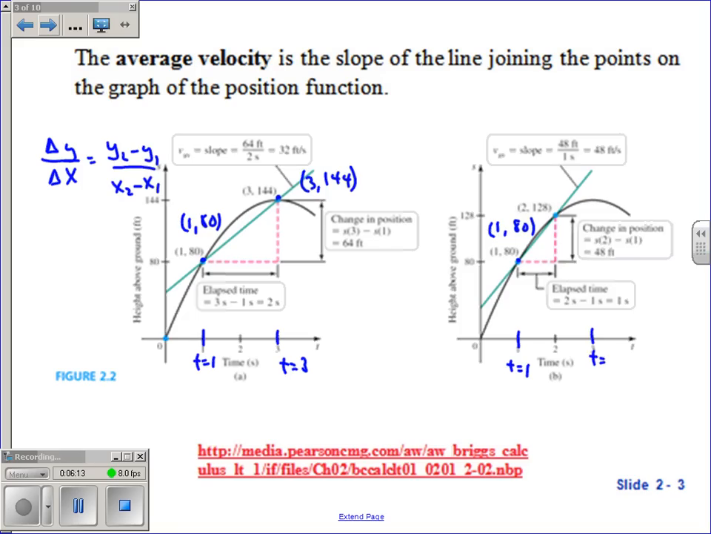And then t equal to 2 in this second problem, and we had that this point was the point (2, 128). So if you just wanted to find the slope of the line passing through those 2 points, that's going to give you your average velocity. So the average velocity is the change in your y's, 128 minus 80, over the change in x's, which is time in this case, so over 1.